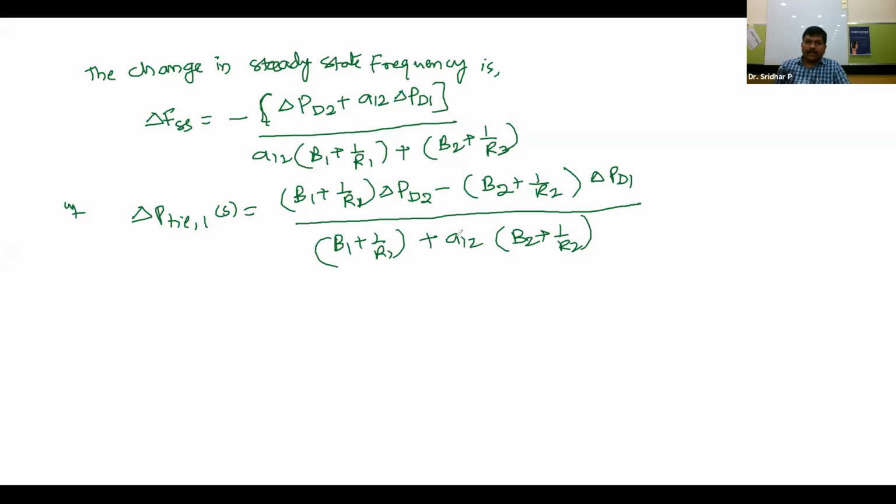So I think this is not correct. This is the one. The denominators are the same, only the numerator will change. In the numerator, A12 into delta PD1 will be reversed. So this is B1 plus 1 by R1 into delta PD2, and the next term is minus of B2 plus 1 by R2 into delta PD1. These things we achieved by rearranging the previous two expressions. Now if you want me to solve, I will solve. There is no problem at all. Now these are the two expressions.